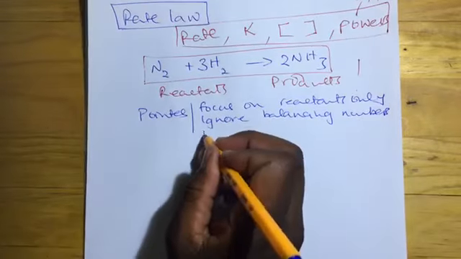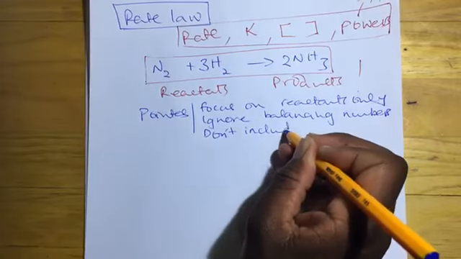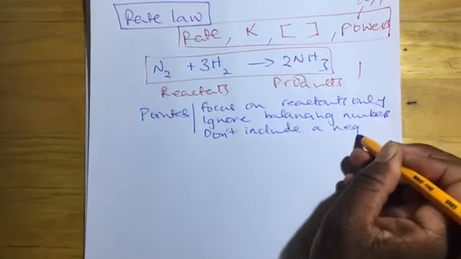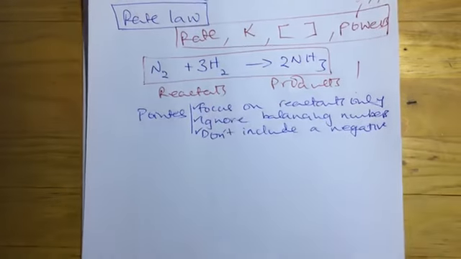Next pointer, don't include a negative. Okay, so these are the three things that you should keep in mind.